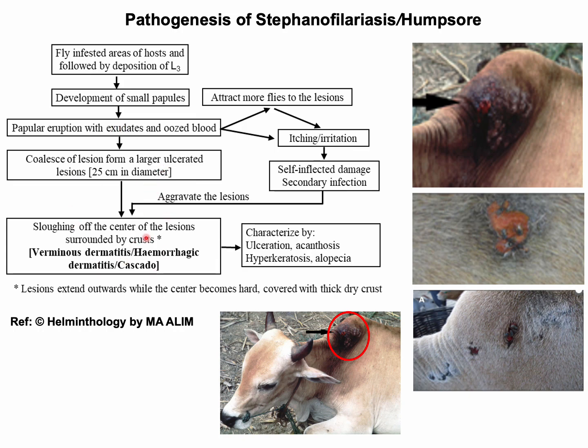And ultimately, there will be sloughing of the center of the lesions surrounded by dry crust in the periphery. This condition is known as Bermuda's dermatitis or hemorrhagic dermatitis or castado. It is also noted that the lesion extends outwards while the center of the lesion will become hard and covered with thick, dry crust.